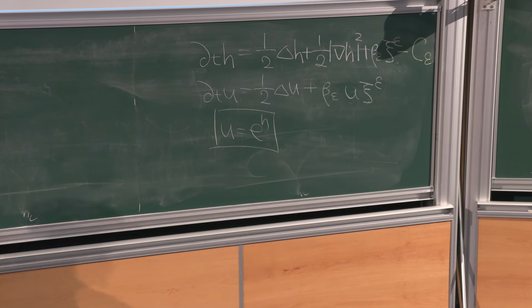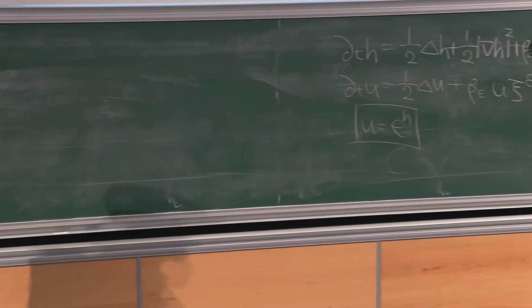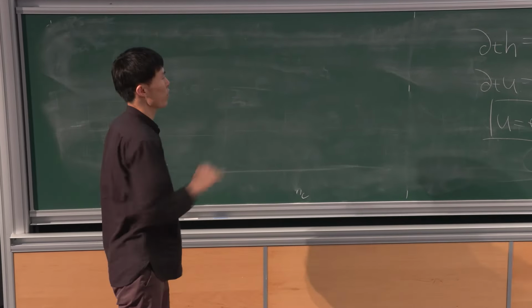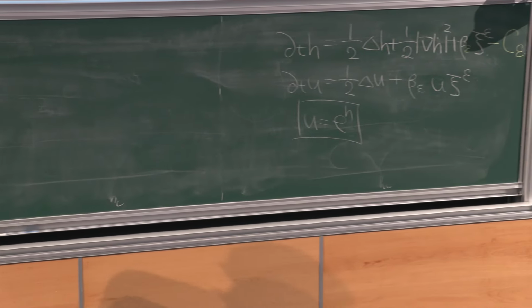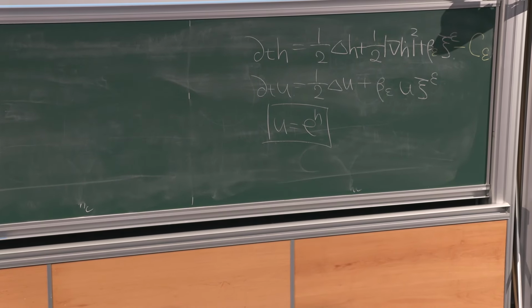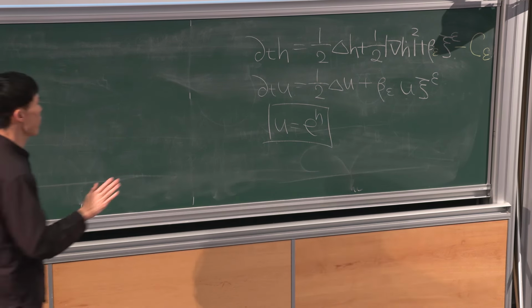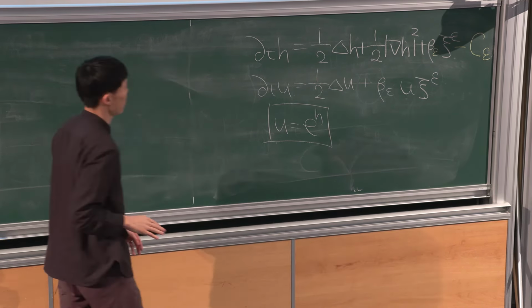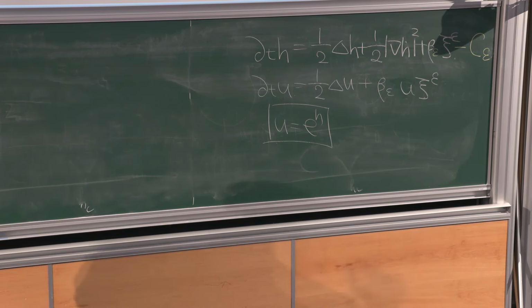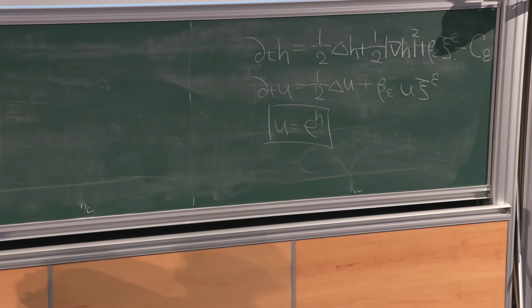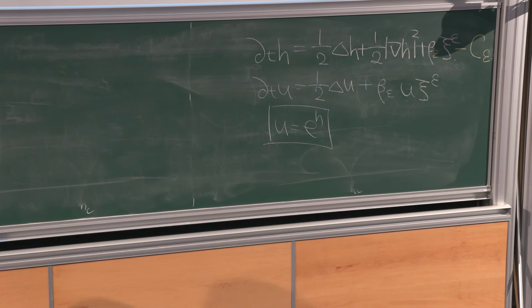So it means that once you can construct the solution to the SHE, then there's a good chance to get the solution to the KPZ equation. And moreover, you can apply a Feynman-Kac formula to this SHE, because this is a linear equation. Then you can get a very good expression called a polymer expression.